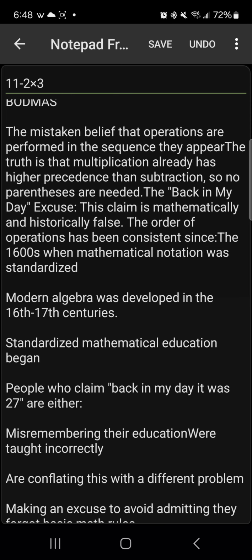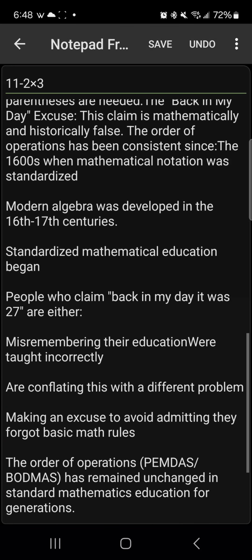The back in my day excuse, that's a big one that I see all the time. The claim's mathematically and historically false. The order of operations has been consistent, really. There's some minor things about implicit multiplication, but it's been pretty consistent since the 1600s, back when mathematical notation was first standardized. Modern algebra was developed between like the 16th and 17th centuries.